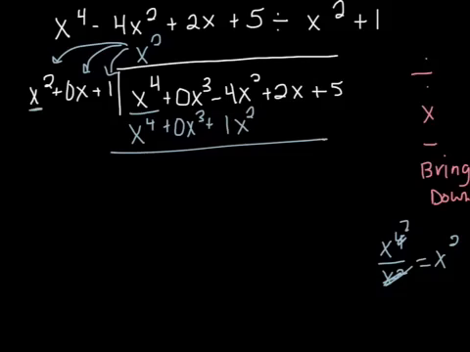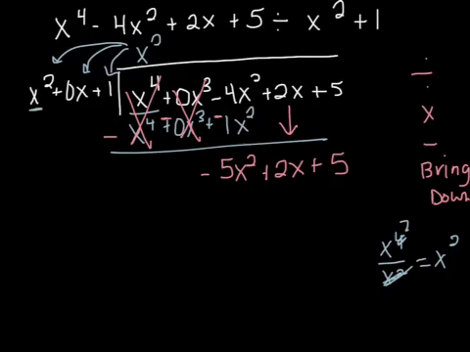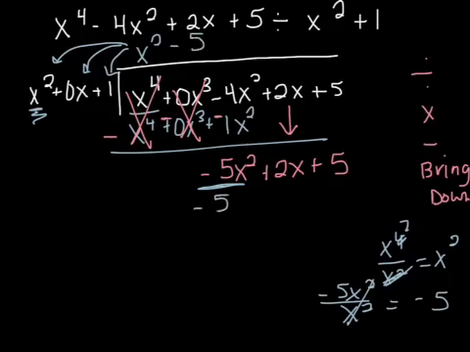When you subtract, you change the sign of everything. That will cancel. That will cancel. Minus 5x squared, and we'll bring everything down. Then I will divide again. I will take this, negative 5x squared, and divide this out. Those cancel, and I'm left with a negative 5. When I distribute, I get negative 5x squared plus 0x minus 5.